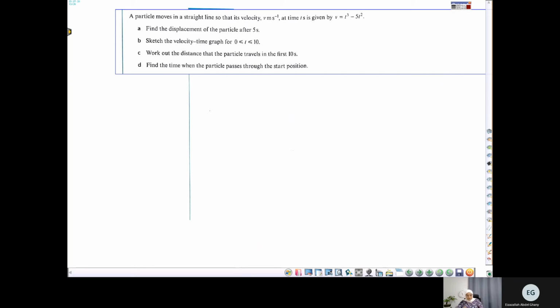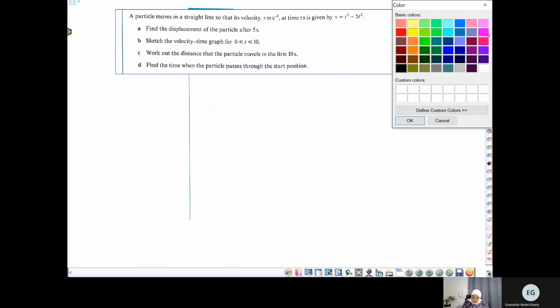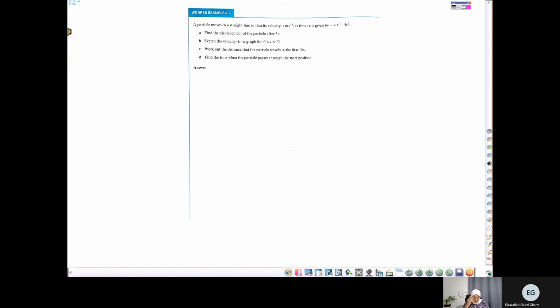Let's start. First of all, he gave me velocity in terms of time, which is an algebraic expression. And now we'll find the displacement of the particle after 5 seconds. So part A, we'll say S is the integral of V dt.